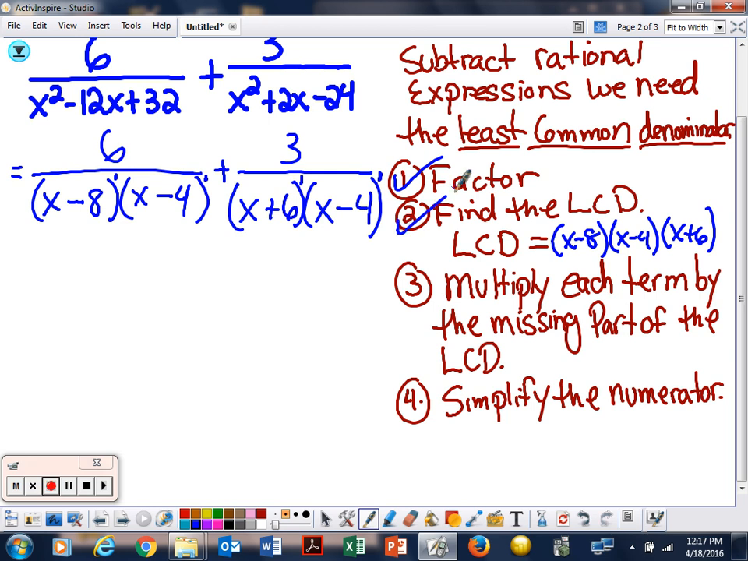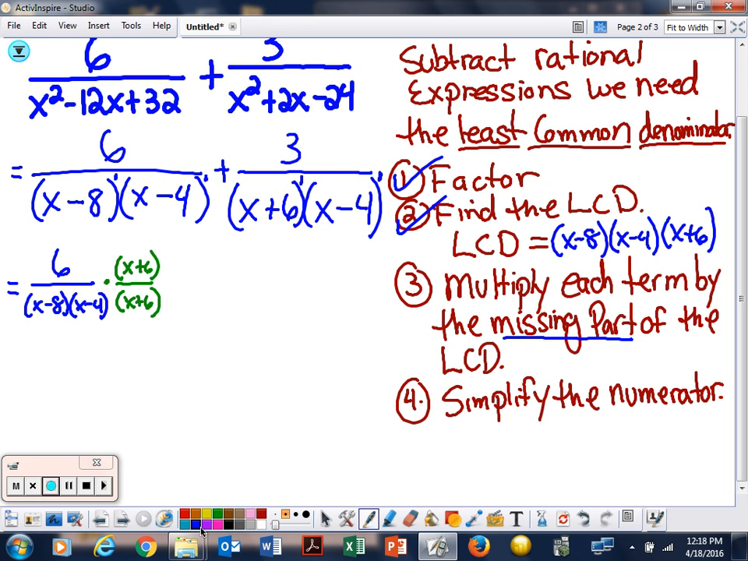Next, multiply each term by the missing part of the least common denominator. All right, so I'm going to have to write a little bit smaller here. So we've got 6 over x minus 8 times x minus 4. Now, what's missing? The x plus 6 is missing. So I'm going to multiply the top by x plus 6 and the bottom by x plus 6. That's going to give me my least common denominator.